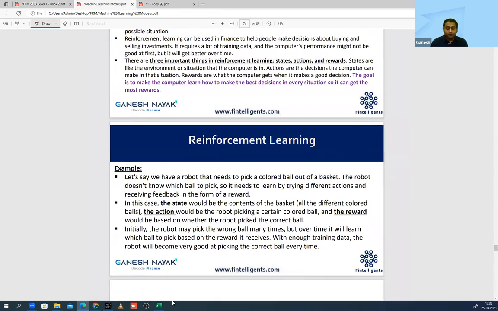Look at this example. Okay, let us say we have a robot that needs to pick up a colored ball from a basket. Okay, the robot does not know which ball to pick up, so it needs to learn by trying different actions. Okay, so every time you will give some information, he will pick up a ball and he'll say, no, this is wrong. आपने बोला blue, उसने किसी और को उठाया, will pick up wrong. So he'll keep on learning, right? So every time he is going to receive some feedback. Okay, that is nothing but a reward for him to improve. Okay, and basis that he will try to understand which is a red ball, which is a blue ball, which is a square shape, okay, which is a circle, like that.